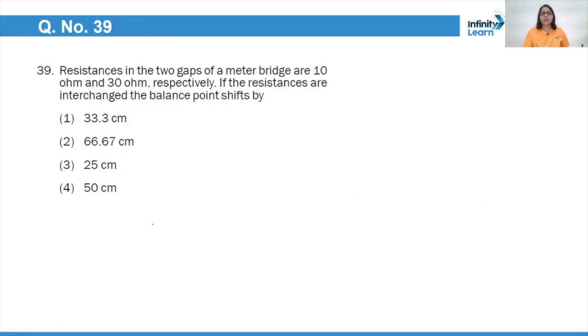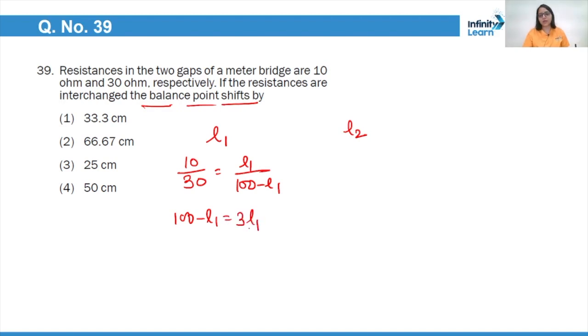Question number 39. Resistances in the two gaps of the meter bridge are 10 and 30 ohm respectively. If the resistances are interchanged, the balance point shifts by. So let's say initial balance point is at L1 and final is at L2. So we have R1 upon R2, that is 10 upon 30, equal to L1 upon 100 minus L1. So 100 minus L1 will be 3L1. So L1 will be 25 centimeter.